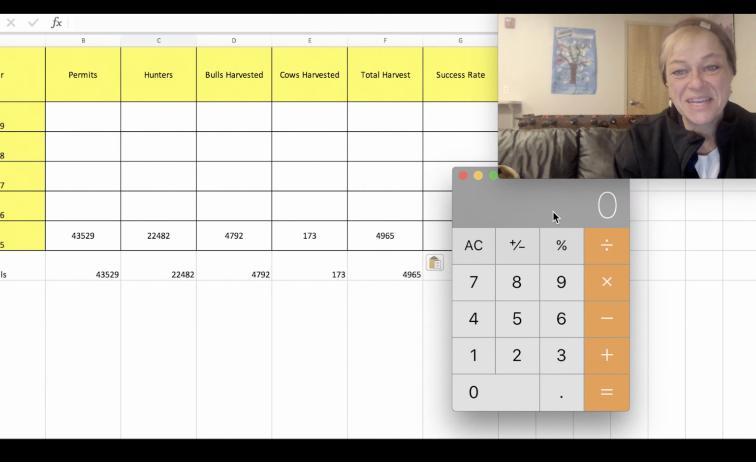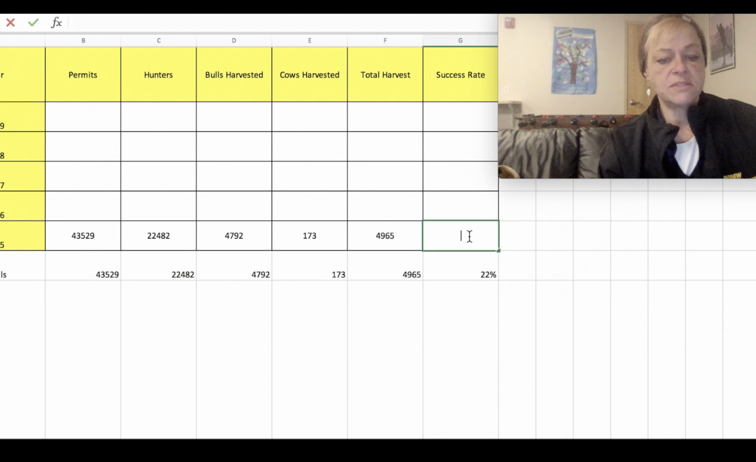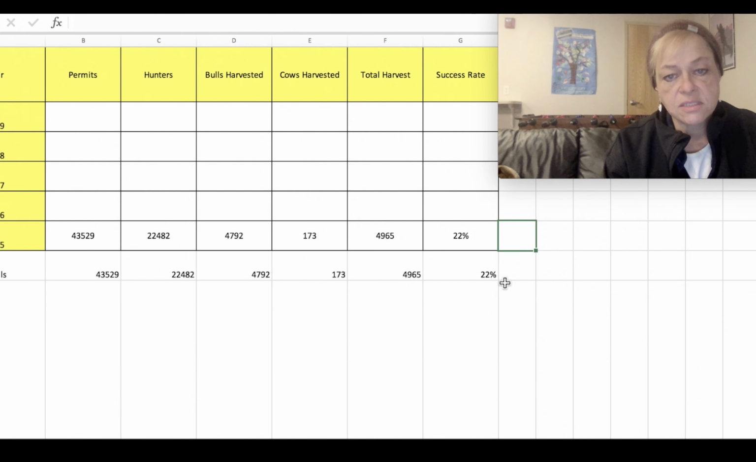So I'm going to pull up my calculator here, and we're going to take this total harvest, like I said, so 4,965, and we're going to divide that by the number of actual hunters, 22,482, enter, and that's going to give us, this is our success rate. So we're just going to round to 2 decimal places here, so that gives us a 22% success rate.